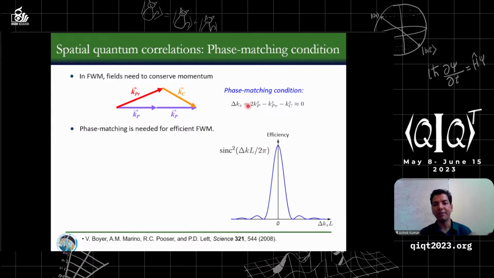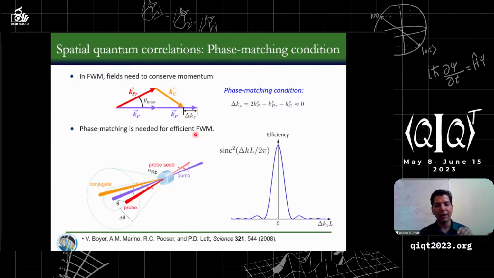The typical phase matching condition is given like this, and it has a sinc profile. What does a sinc profile mean? It means that even if delta K is not zero, there is still some efficiency of generation of photons. That means there is some tolerance on delta K, and that tolerance is interesting for us. If delta K were zero, you would just get point-to-point correlation.